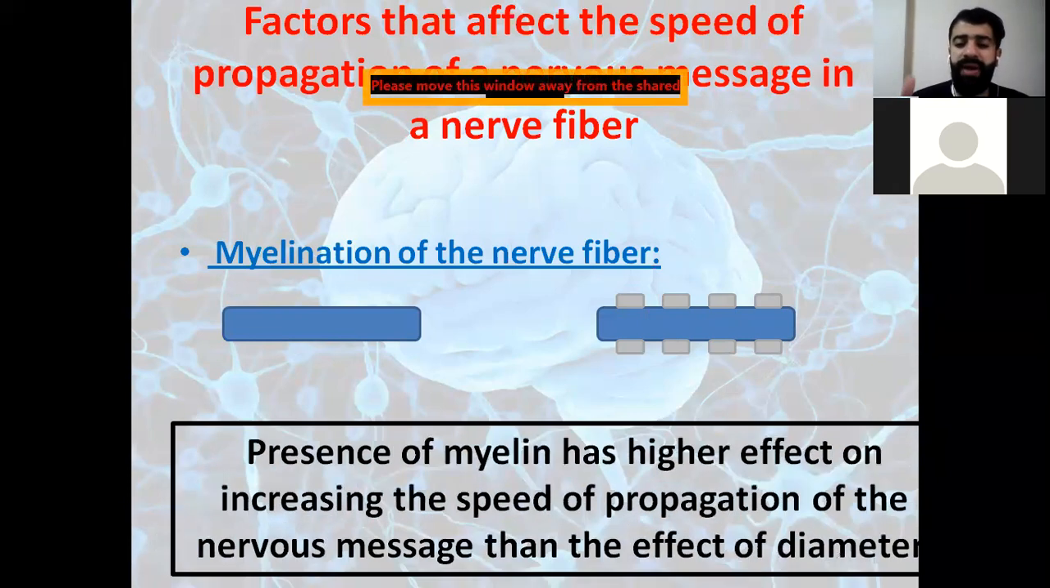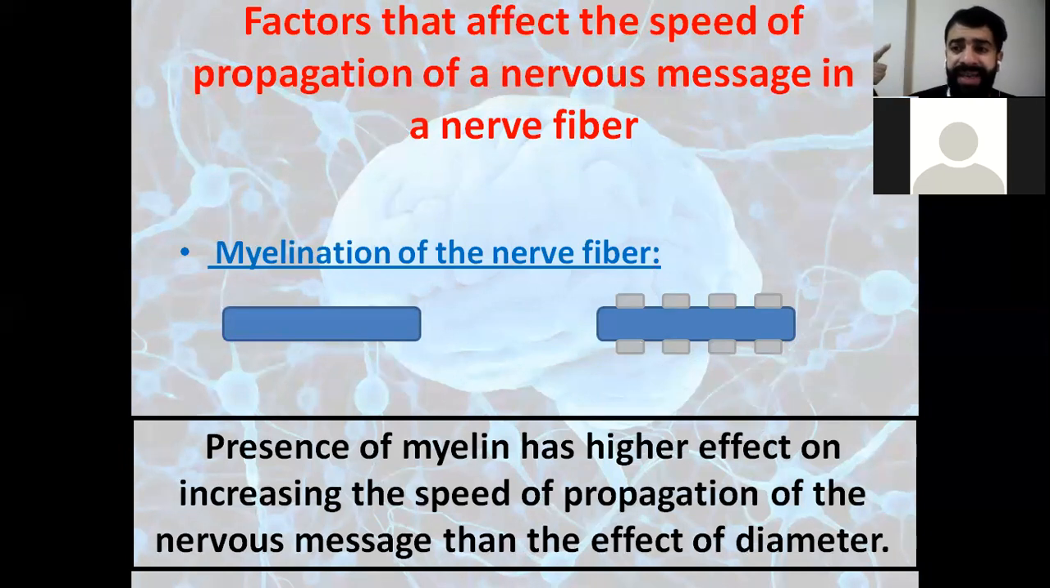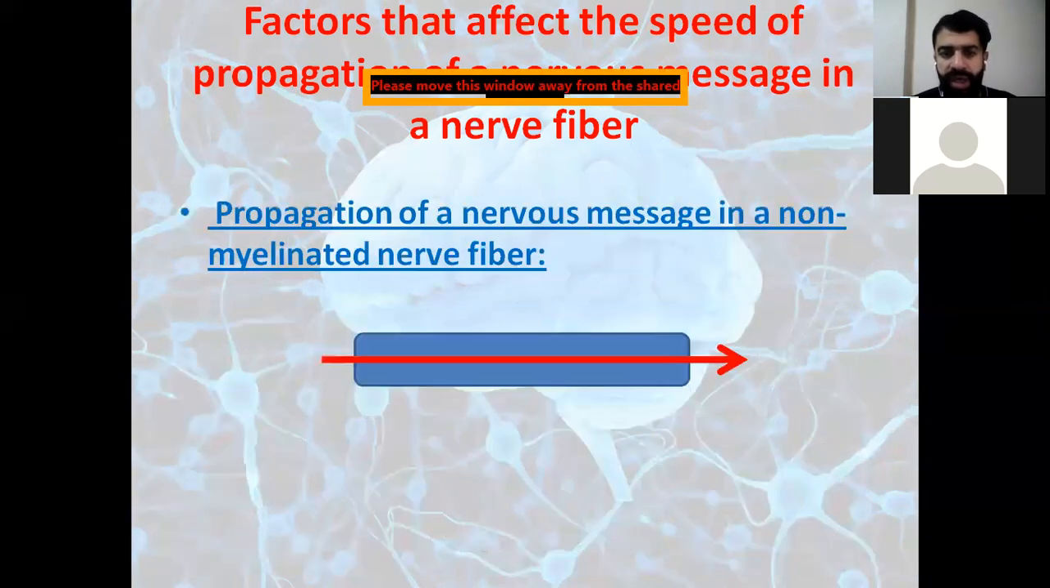Okay, so till now, the presence of myelin has a higher effect on the speed of propagation of the nervous message than that of the diameter. So till now we have two factors. The first one is the diameter. As diameter increases, the speed of propagation of the nervous message increases too. The second factor is the myelination of the nerve fiber. As the myelin exists, this means that we have a faster message, the propagation is going to be accelerated, and the myelin has a higher effect than that of the diameter.